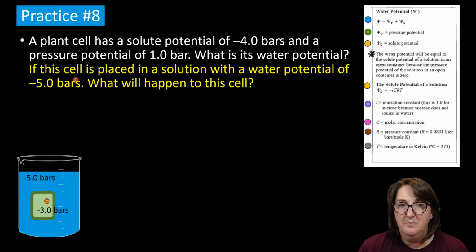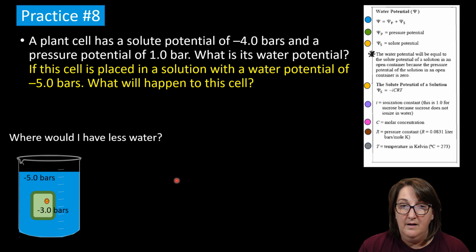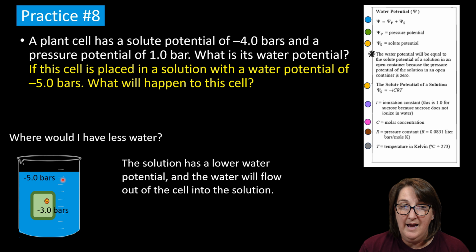So if this cell is placed in a solution with a water potential of negative 5 bars, what's going to happen to this cell? So remember, I've already figured out this plant cell is negative 3 bars. That is my water potential. My water potential of this solution is negative 5. Take a second and think about what is going to happen. Is water going to want to leave the cell, or is water wanting to go into the cell? Where do I have more solute?